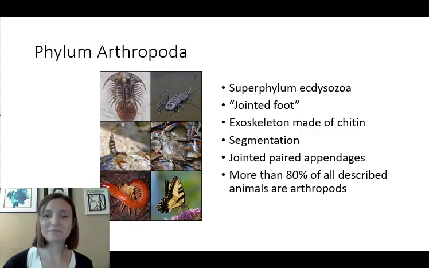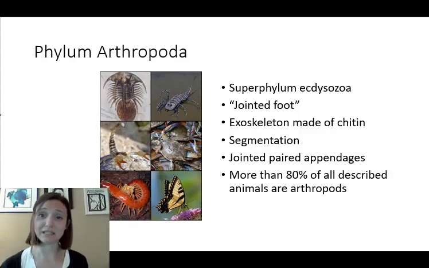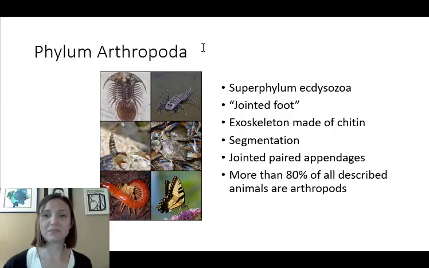So that is Phylum Arthropoda. They're known for having jointed appendages, an exoskeleton made of chitin, and segmentation. And they're one of the most diverse groups of animals on our planet.